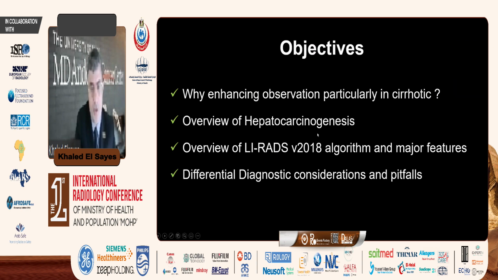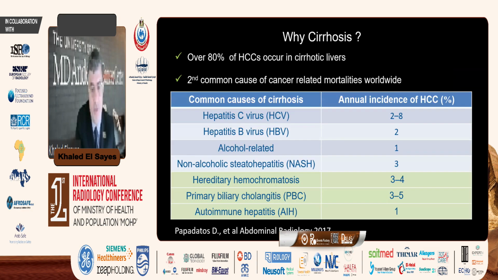Before we started, those are the objectives. Why enhancing observation, particularly in cirrhotic? And I'm going to go over an overview of hepatocarcinogenesis and LI-RADS version 2018 algorithm and major features, as well as differential diagnostic considerations and pitfalls.